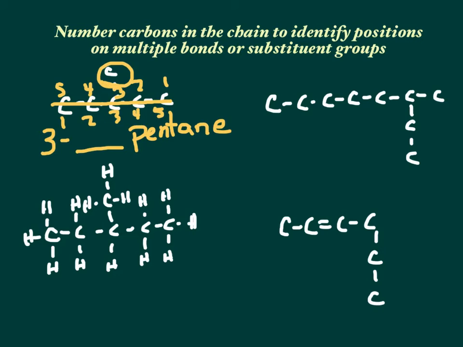Let's go over this next one though. The longest continuous chain that we have, if we go across here, this is 1, 2, 3, 4, 5, 6 going this way.